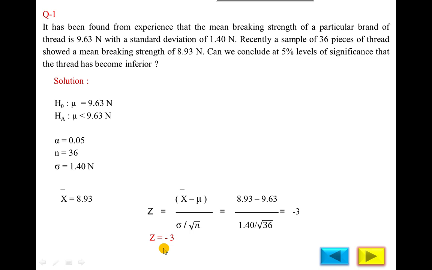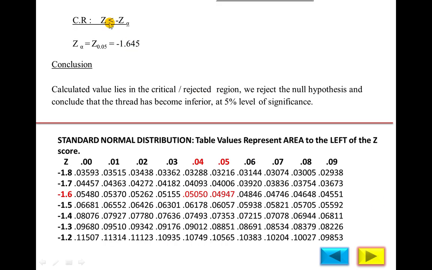Next step, critical region. Find the table value. With the help of the normal probability distribution table, which you have used in class. Alpha is 0.05. Why? Because it is the less-than test, without dividing by 2. 0.05. This is the normal distribution table.